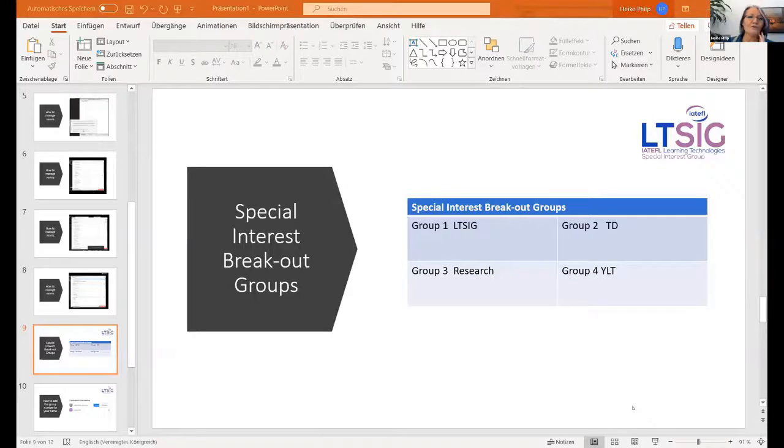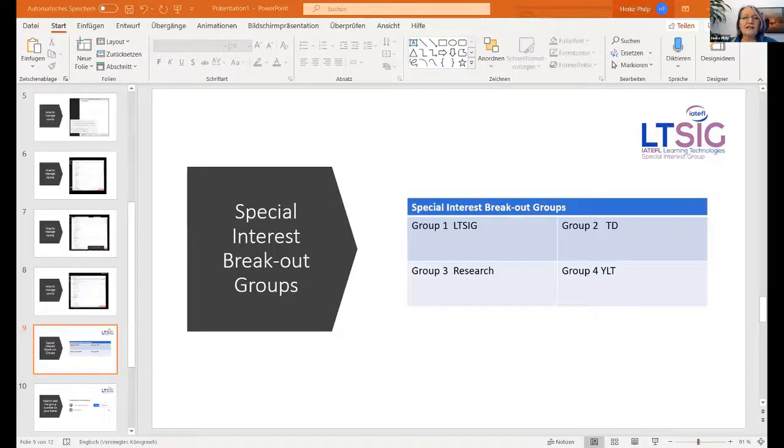So I'm going to open all rooms. Again, take it as an exercise. We will spend no more than 10 minutes, if that's okay. In these interest groups, please share what your special interest group is helping you with in this time of Corona. How do you find any resources?